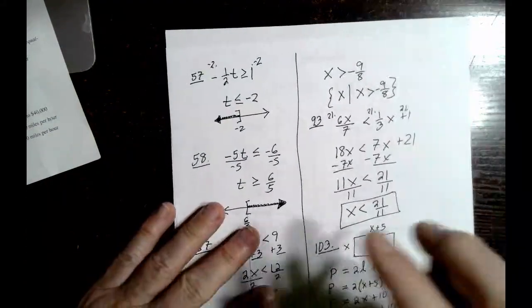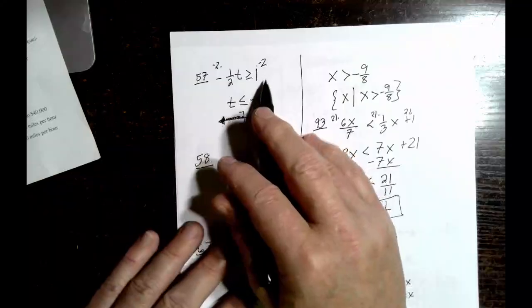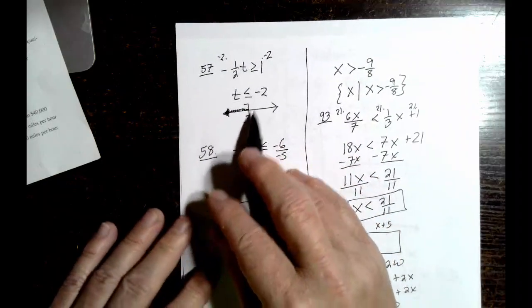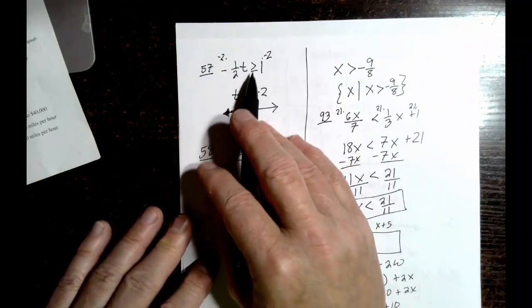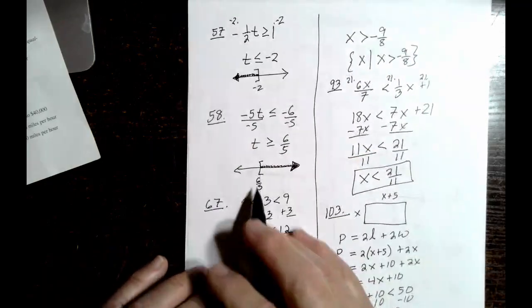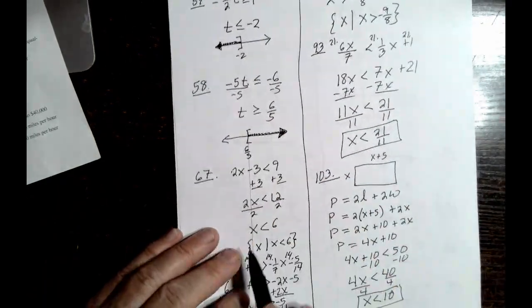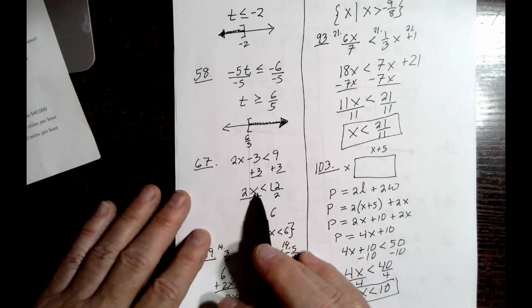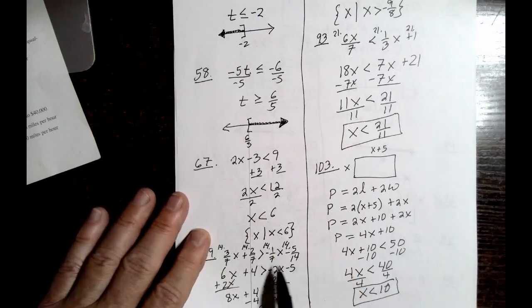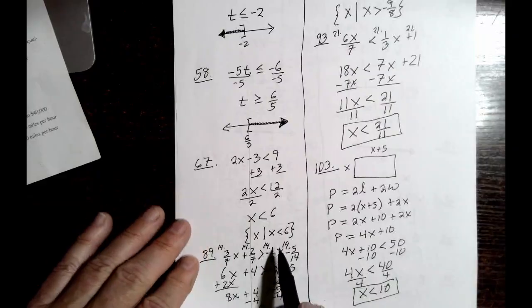Okay, and this one, you have a fraction, so multiply by -2, and the fact that I multiplied by a negative, I flipped the inequality sign. Divide by -5, you flip the inequality sign, that's your answer. Add 3, divide by 2, and so x is less than 6.